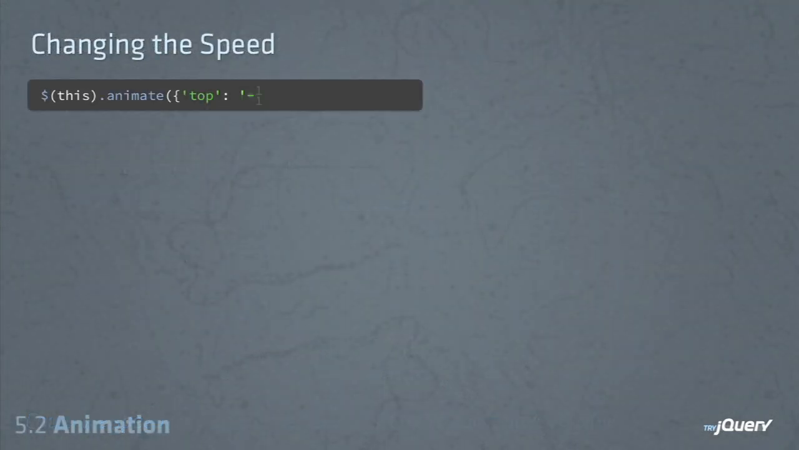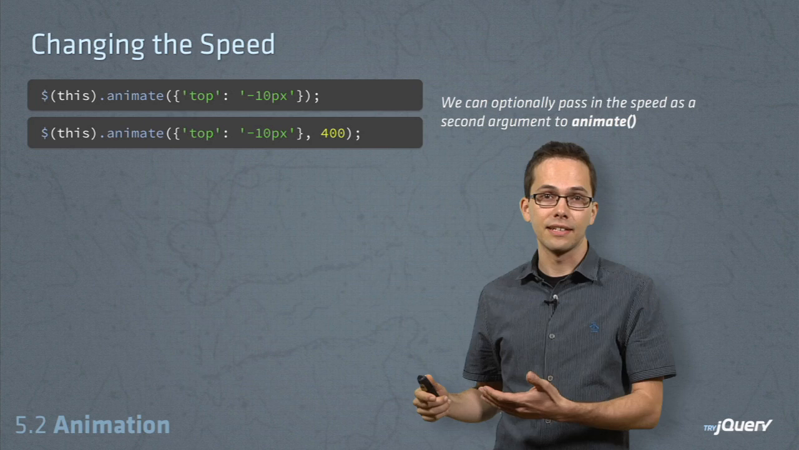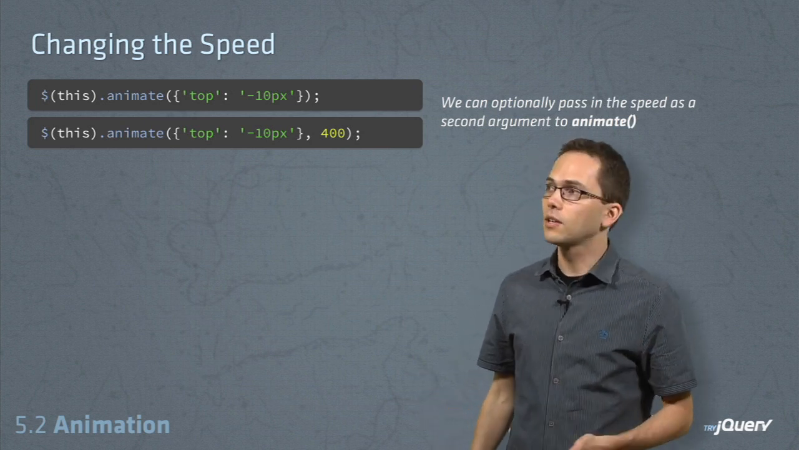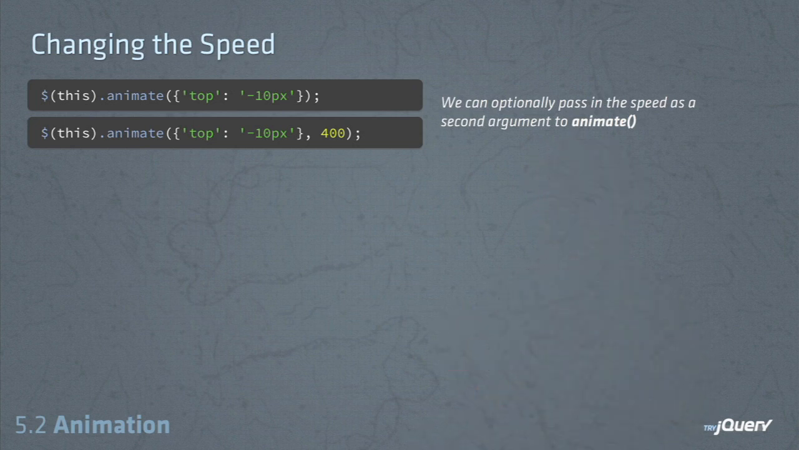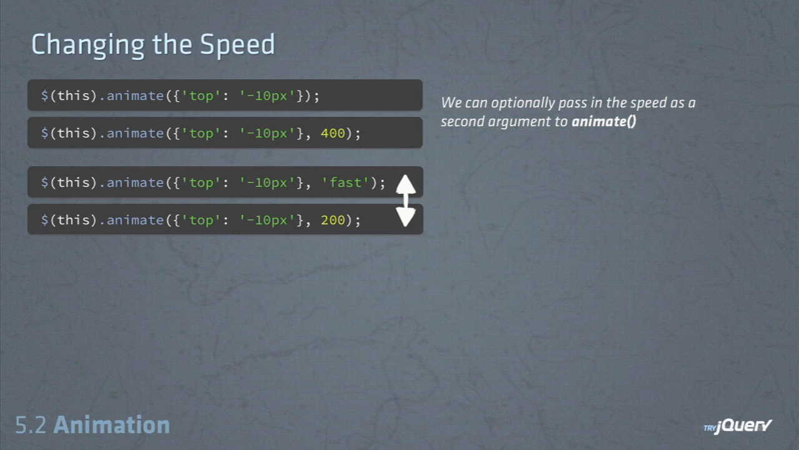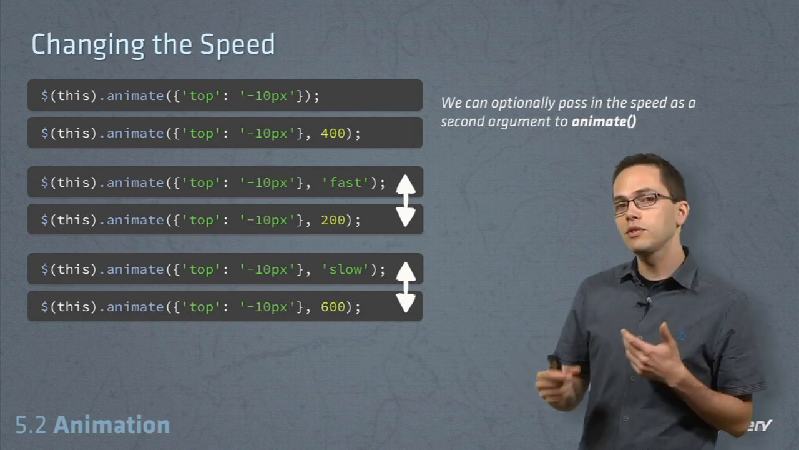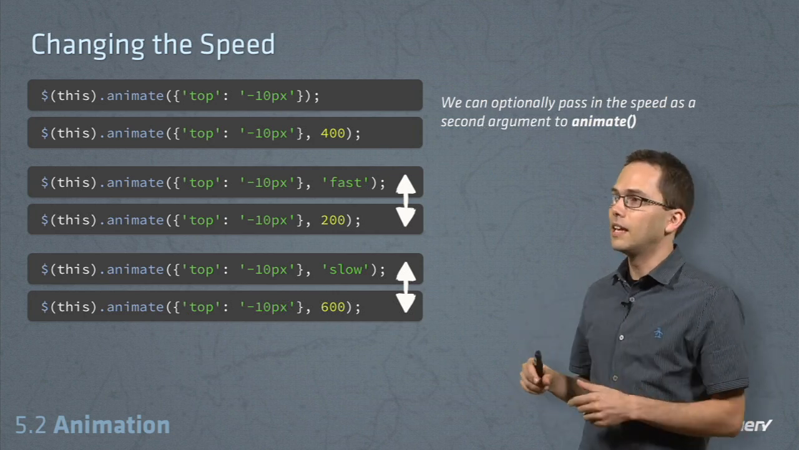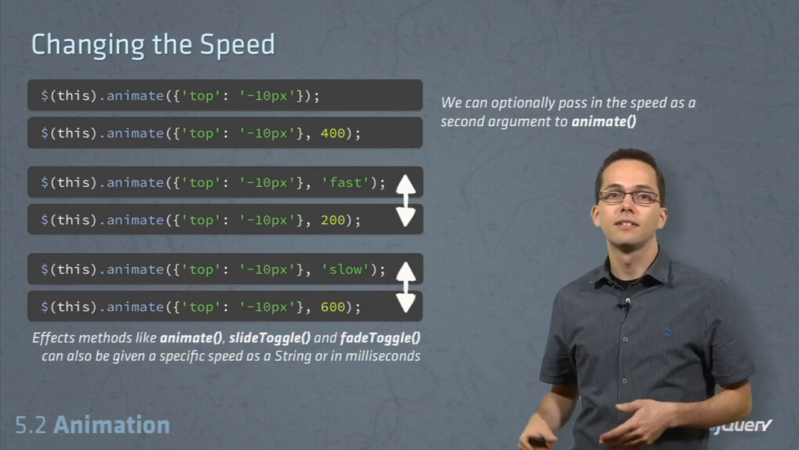Well, we can specify the speed by adding a second argument. In this case, if we did comma 400, that means it's going to animate in 400 milliseconds, and this is actually the default. So if we don't specify a speed, by default the animation is going to take 400 milliseconds. We could send in the argument of fast, which would be the same thing as specifying 200 milliseconds. We could also specify the argument of slow, which in this case would be 600 milliseconds. And we can also use that speed argument in other methods like slideToggle, fadeToggle, slideDown, slideUp. They all work.